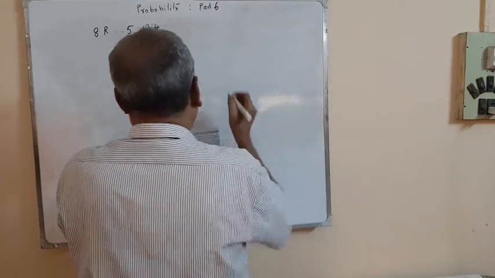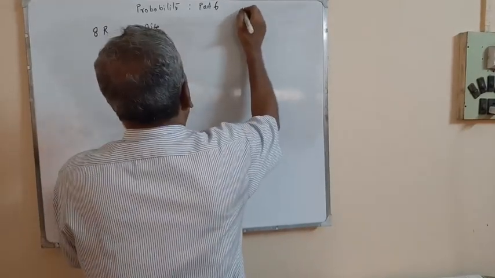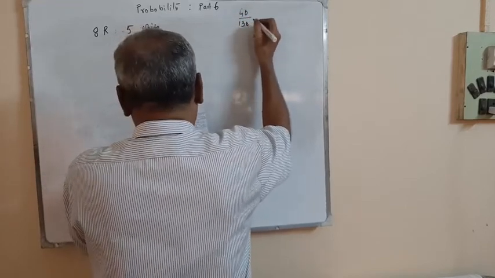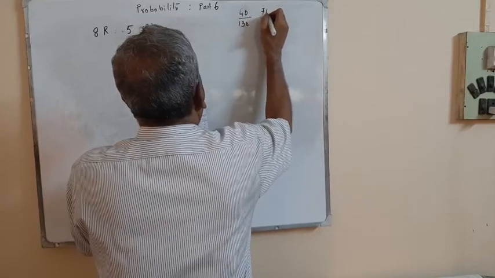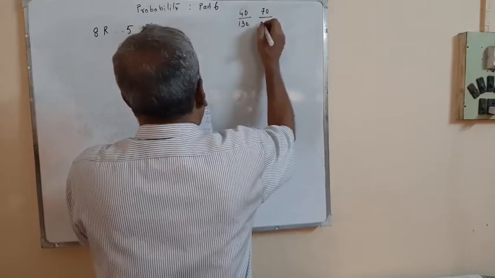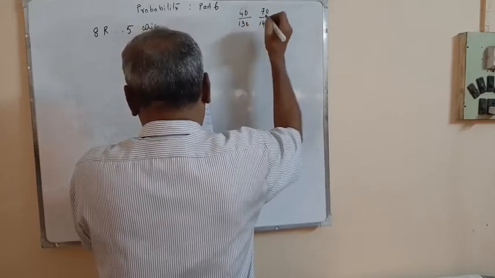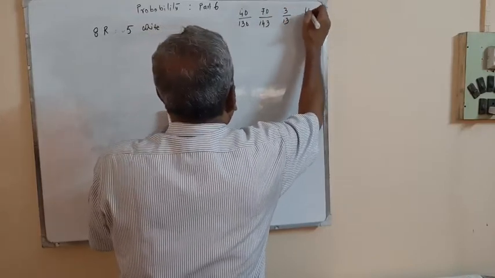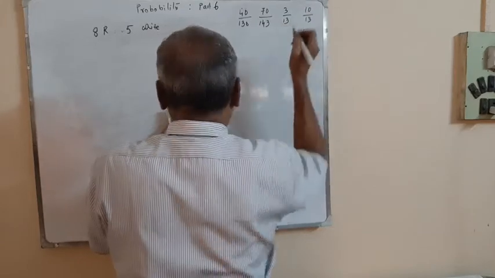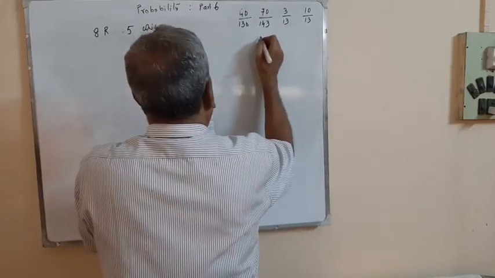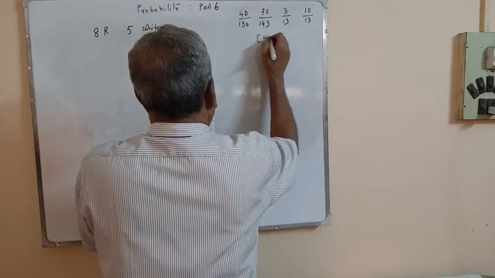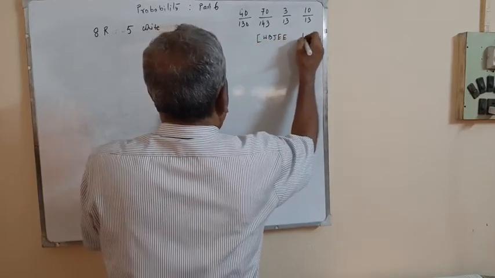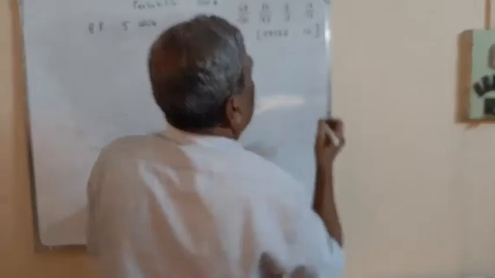Options: 40 by 130, 70 by 143, 3 by 13, and 10 by 13. That problem was given in the West Bengal Joint Entrance Examination in the year 2012.